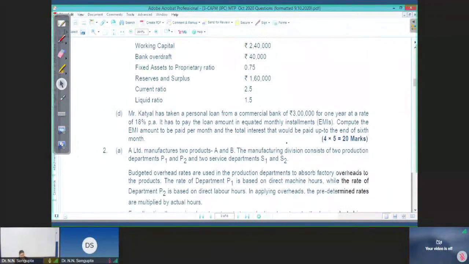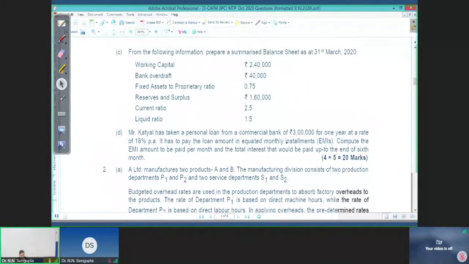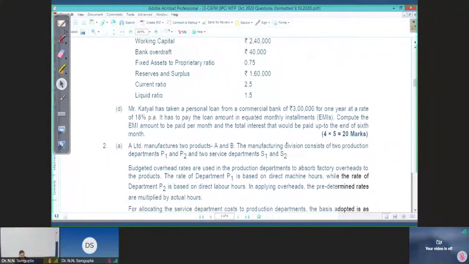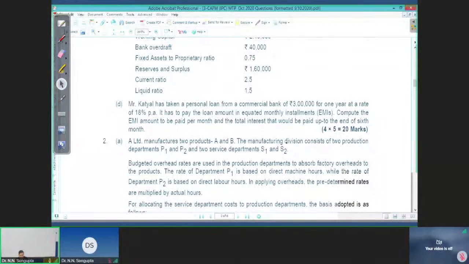Second and third questions are from finance. First, question number 1C is ratio analysis, a very straightforward question. Few figures are given and you need to prepare the summarized form of the balance sheet. Then the second question, which is from the time value of money, you need to calculate the amount of the EMI, the EMI amount to be paid per month, as well as the total interest that would be paid up to the end of the 6 months. So this is one question of ratio analysis, and the second question is of time value of money.